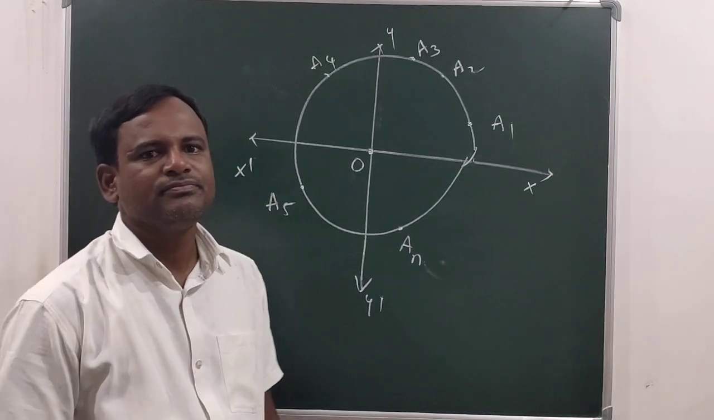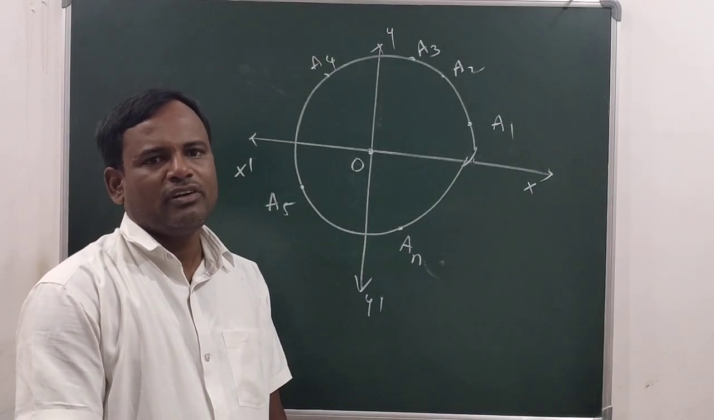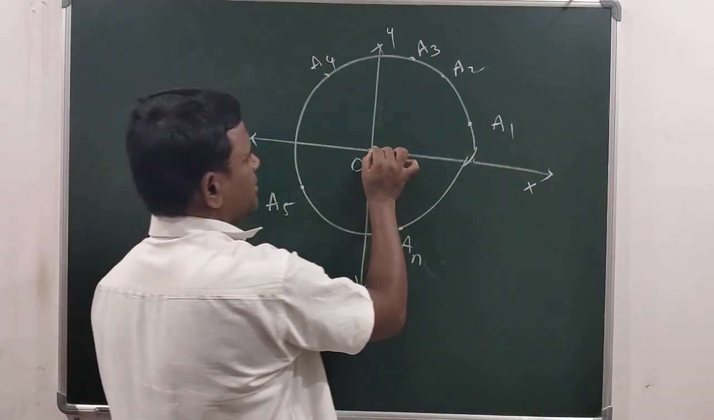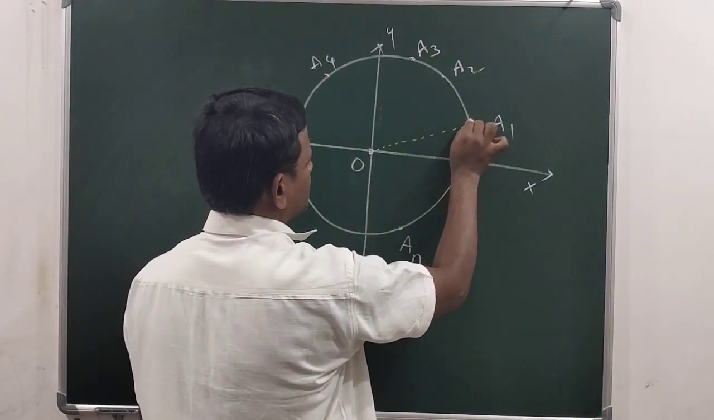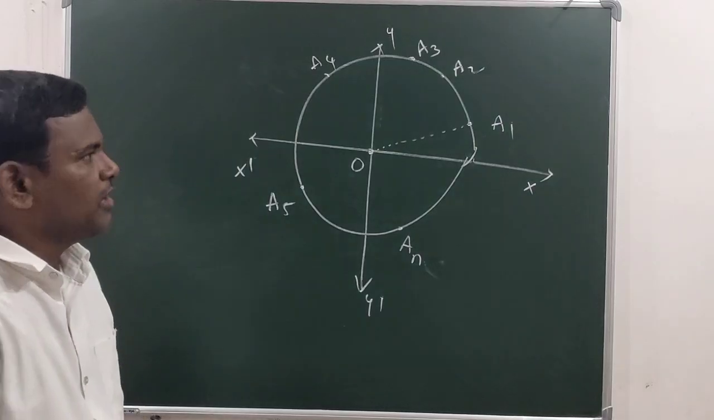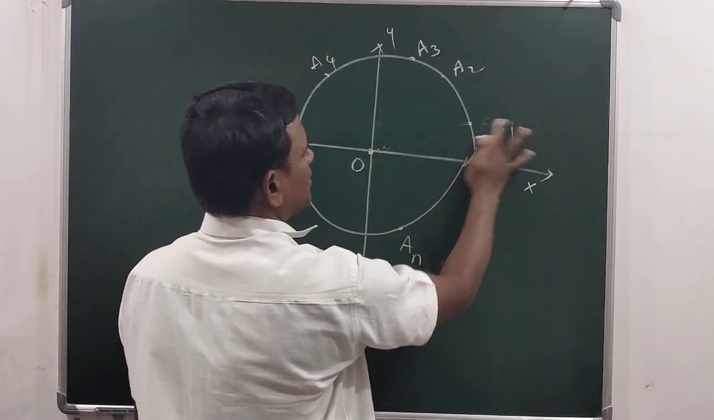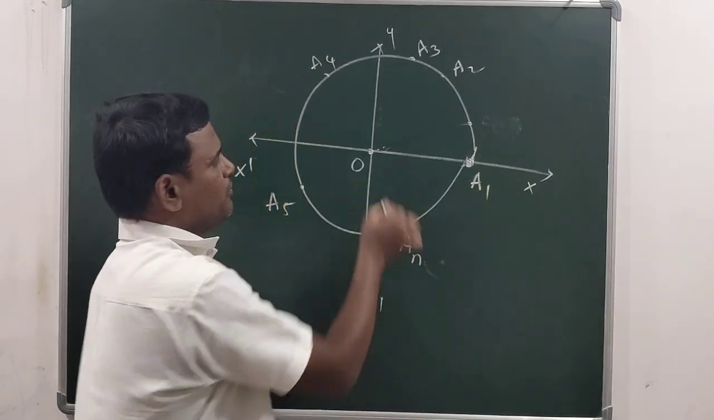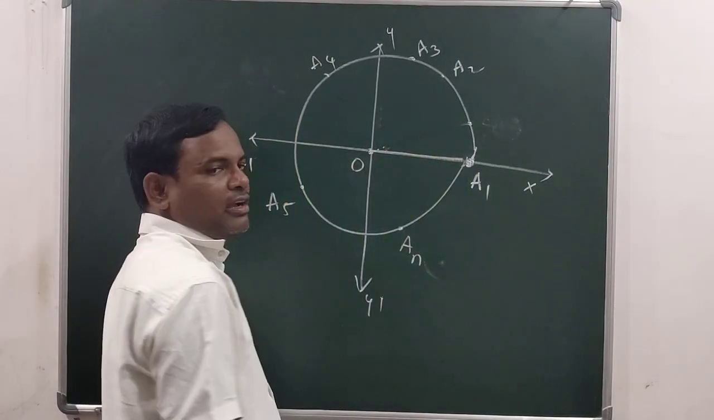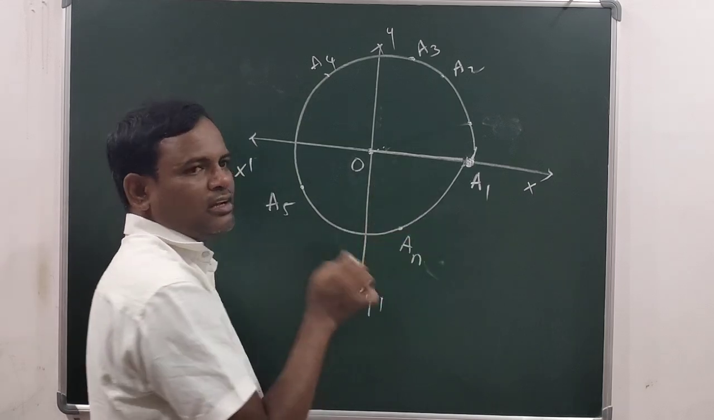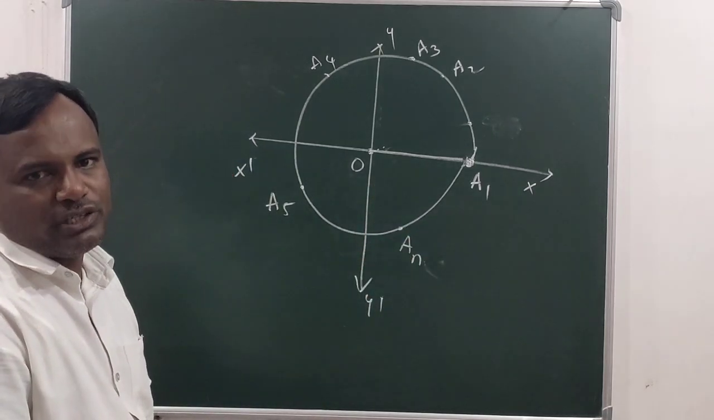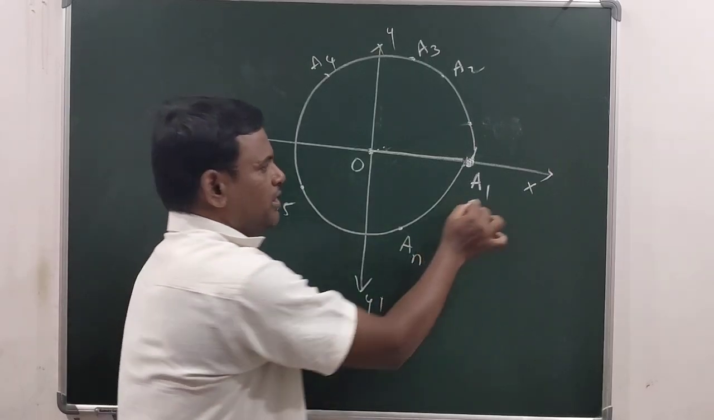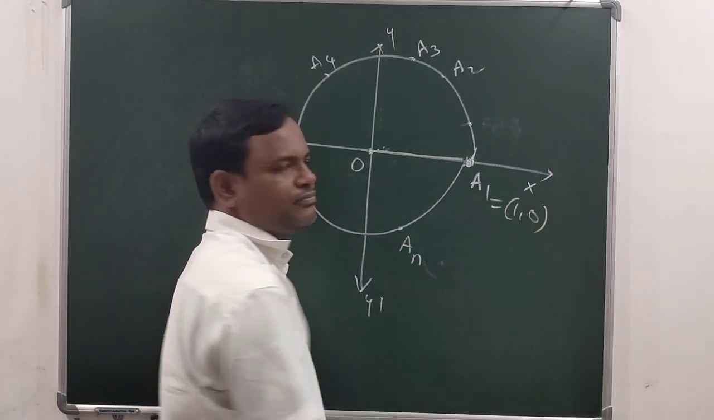First one: how much have you got? 1. So you may get that here. Connect this. 1 comma 0. Where do you get it? Here you have to take a1 on the x-axis, because if you draw a line on the x-axis, the principal argument would be 0. Hence the root will be 1. So here a1 is (1, 0).